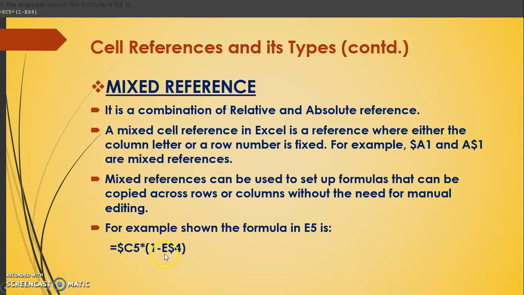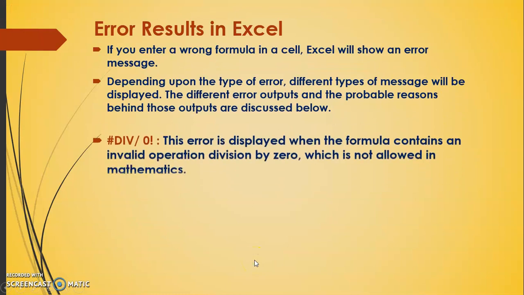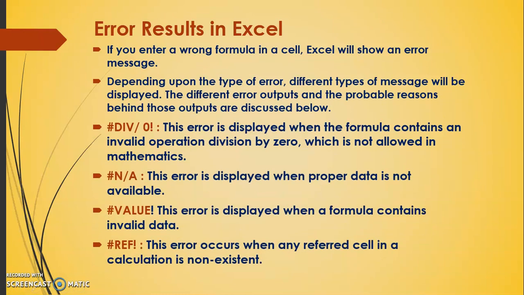So either part of the row and column is fixed. So this becomes the mixed referencing. Okay. Coming to the next topic, error results. Now depending upon the formula you enter, if you make any mistake or if you enter a wrong formula, Excel will show an error message.